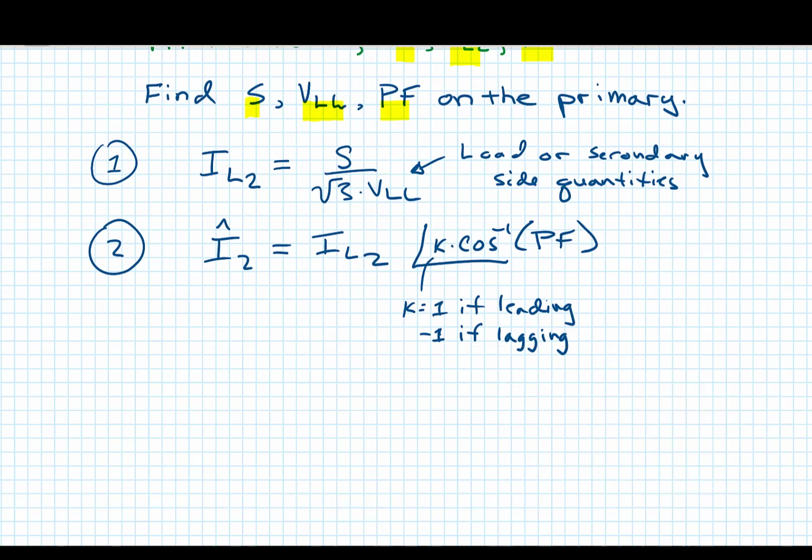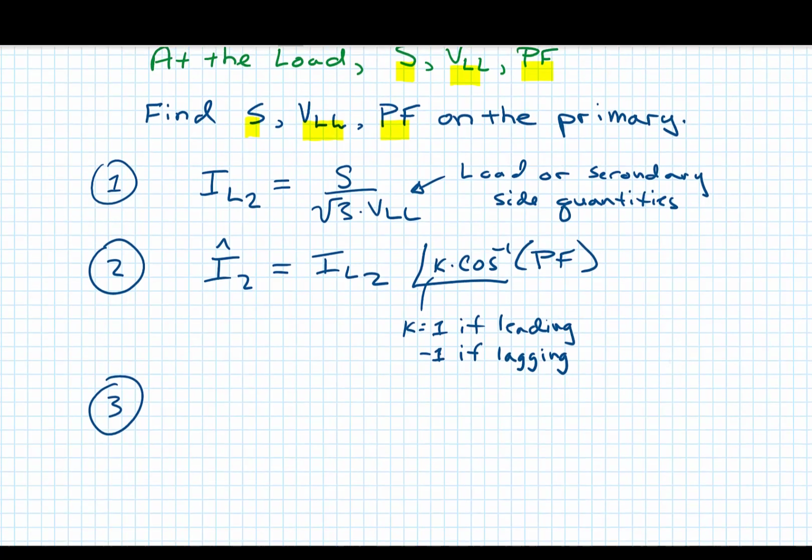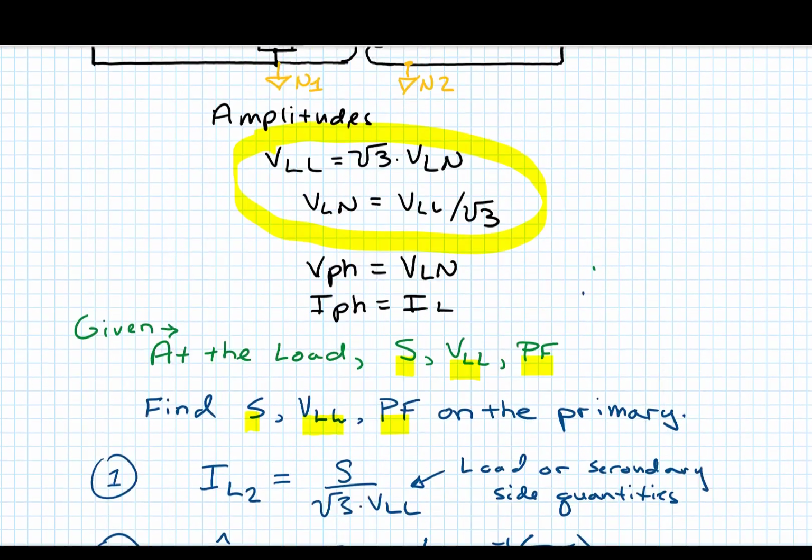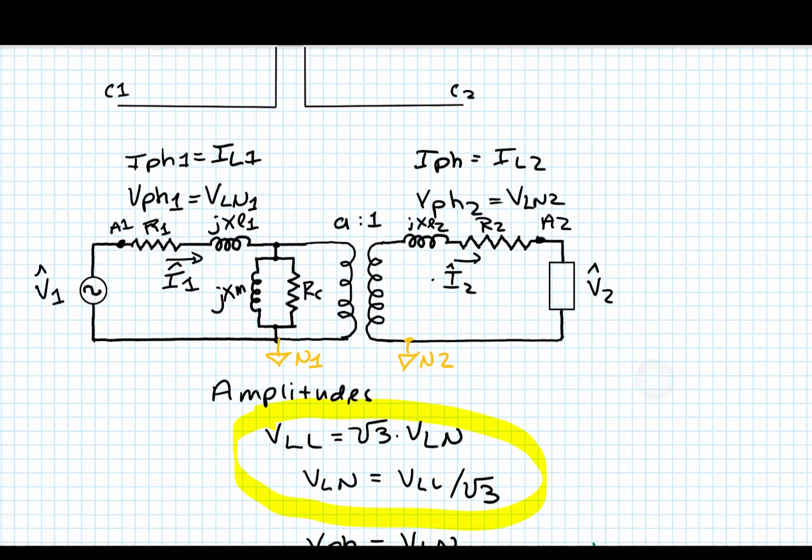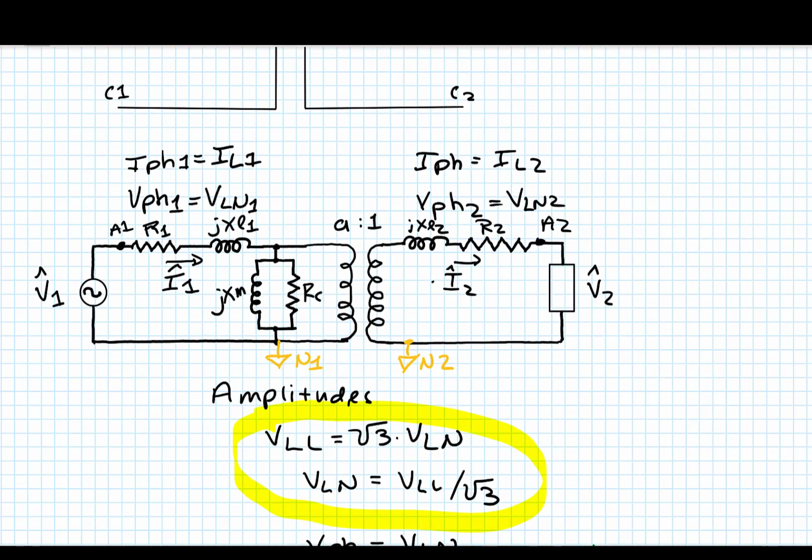The next thing that I would need to do, the best step to take, is to find out how things are reflecting onto the primary side, or what is the primary side current here. Now, with this detailed circuit that we're showing here, I'm assuming that we know all of these quantities. So we know these quantities here.